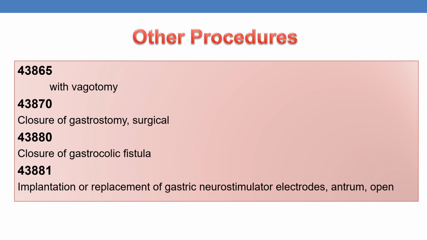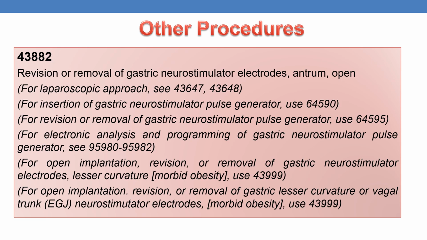The next CPT is 43881. Implantation or replacement of gastric neurostimulator electrodes antrum open. Previously, we have discussed the laparoscopic procedures in the laparoscopy topic. The CPT is 43881. The next CPT is 43882. It deals with revision or removal of gastric neurostimulator electrodes antrum open. And for laparoscopic approach, you need to refer 43647 and 43648.